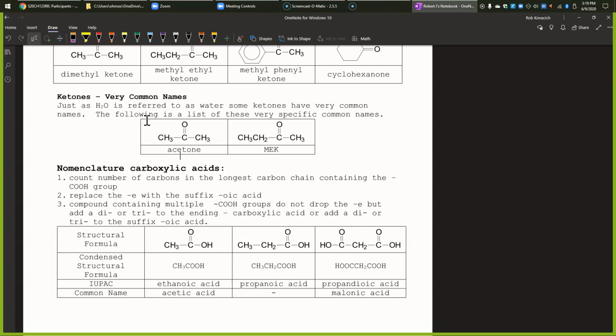So you'll be able to find these pretty easily. They'll be at the end. So if it ends in a C double bond O OH, it's an acid. If it ends in a C double bond H, then it's an aldehyde.